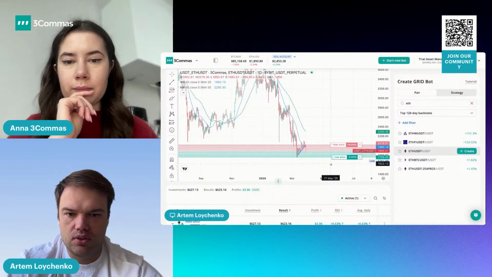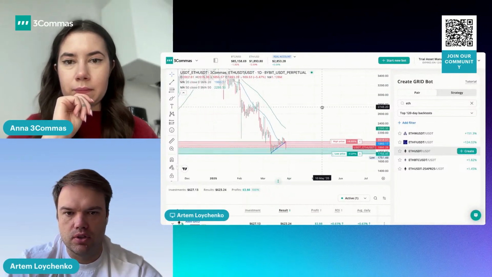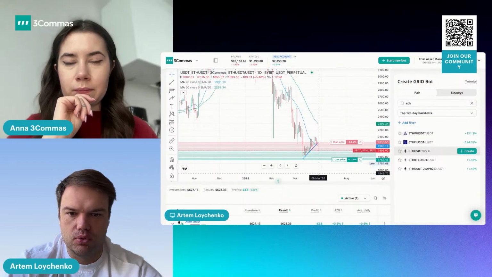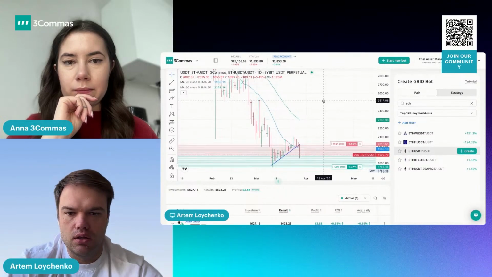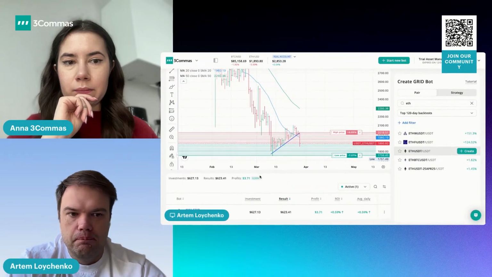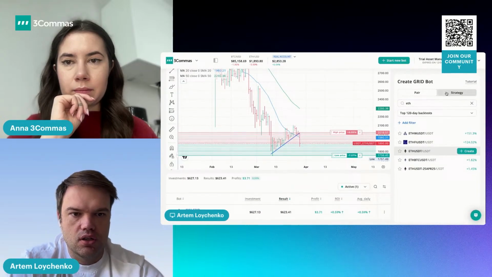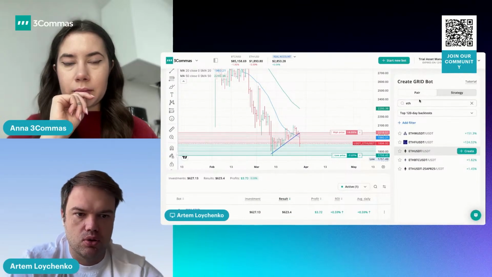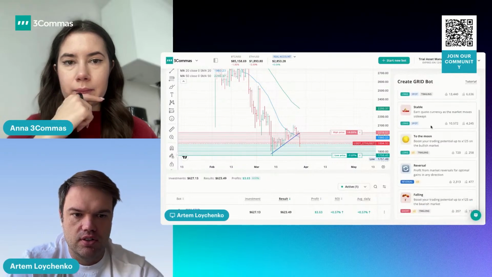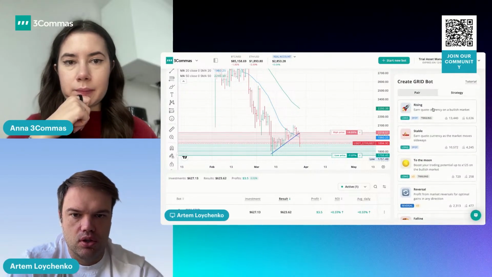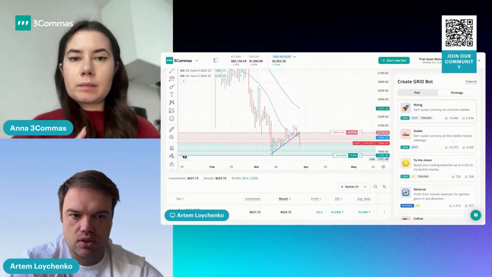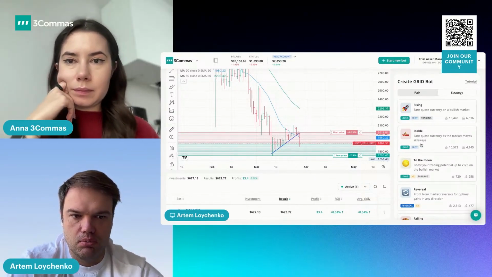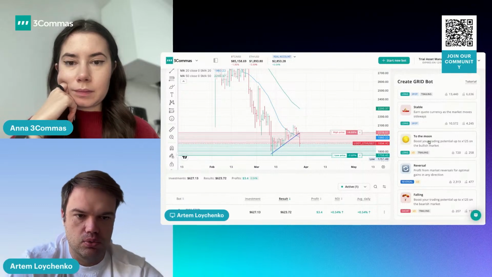So this is how our gridbot looks when you come to Street Commerce and check the gridbot. In this section, you can find the pairs that you want to trade, or find a strategy that you want to use with a particular pair. The strategies tell you that you can use the gridbot with a rising market, stable, with a rising market but with some leverage, reversal, and falling, of course.